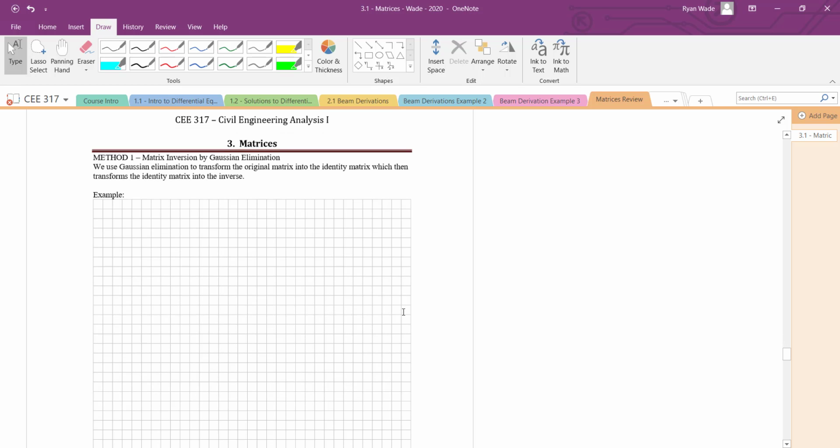So if we say that we have a matrix A, which is going to be equal to 3, negative 3, 5, 1, 2, negative 6, 2, negative 1, 3. So that's our original matrix. I want to find the inverse of A. So I'm going to write down my identity matrix over here.